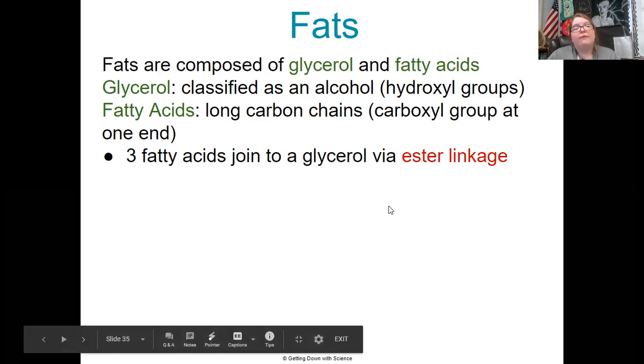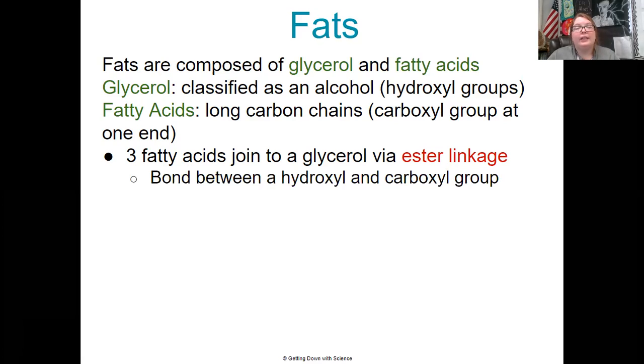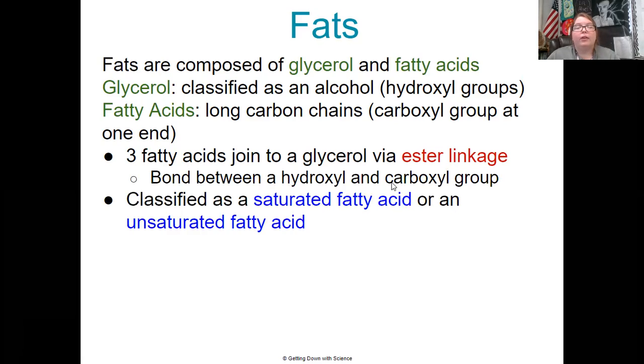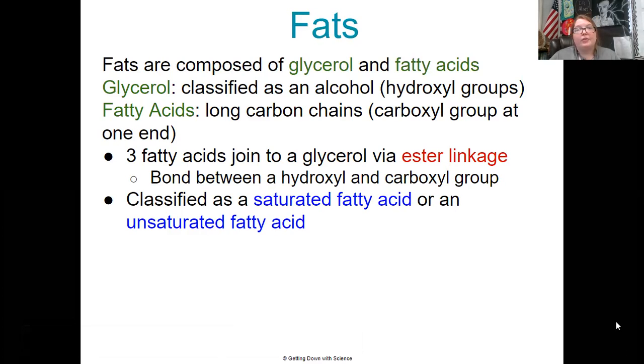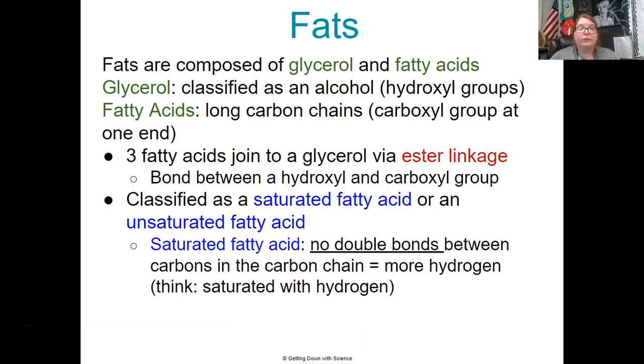Okay, so 3 fatty acids can join to a glycerol via ester linkage between a carboxyl and a hydroxyl group. You might have heard of this on a package as mono and diglycerides. Well, there's also triglycerides, and that just refers to how many tails it has. So different ones have different things. They can be saturated or unsaturated, and you've also seen that on a food label.